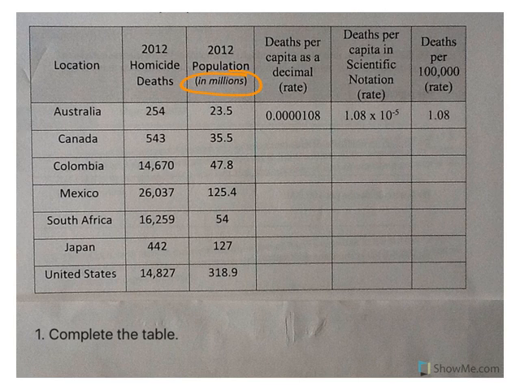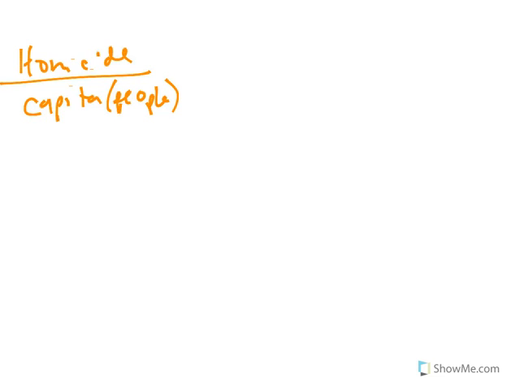So we're going to start, and we're going to do Canada together. We're going to go through all 3 pieces of the table, and then I'm going to ask you to work the rest of the table on your own before you come back to check your answers. So remember, if we're trying to find the homicide deaths per capita, capita means people. So we're going to put the number of homicide deaths on top, and for Canada, that would be 543. And then the population, or the people, is 35.5 million. Million is times 10 to the 6th.